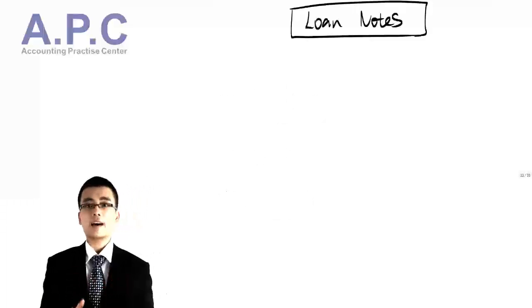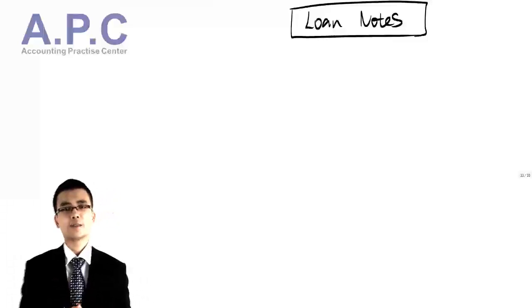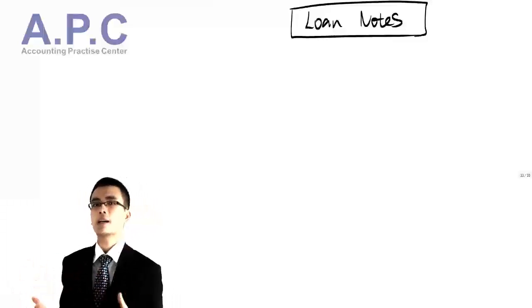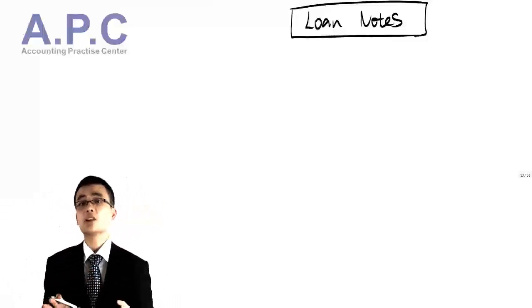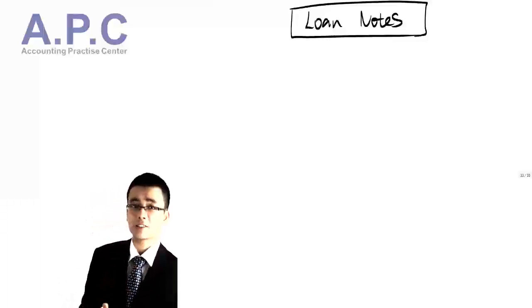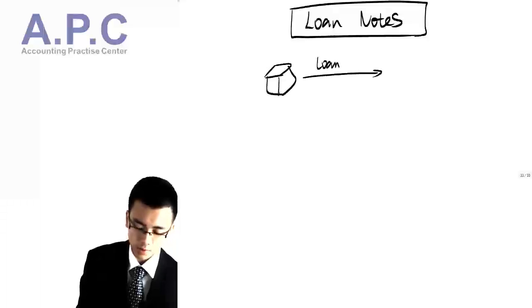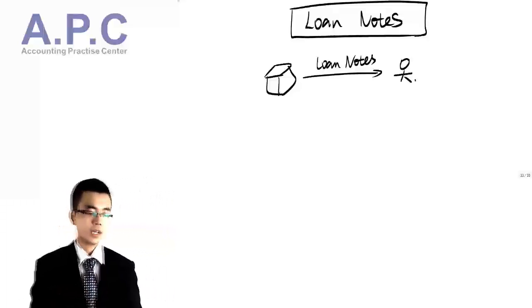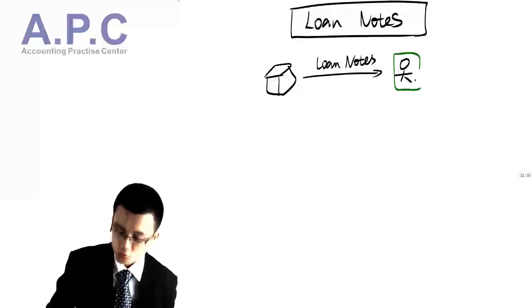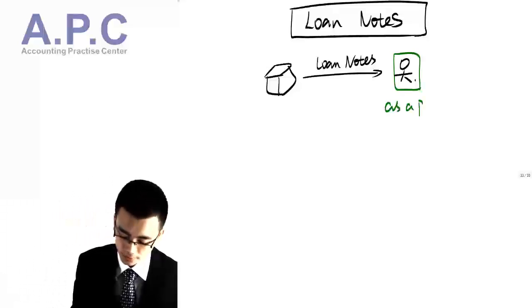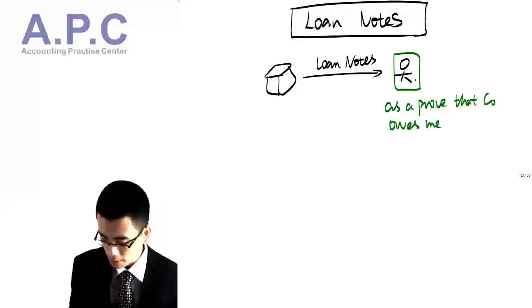What we're going to do is look at another source of finance for the company, which is to borrow money from others, or maybe from the bank. If the company is going to borrow money from others, it may issue loan notes to another party. This person will hold the loan note as proof that the company owes them money.